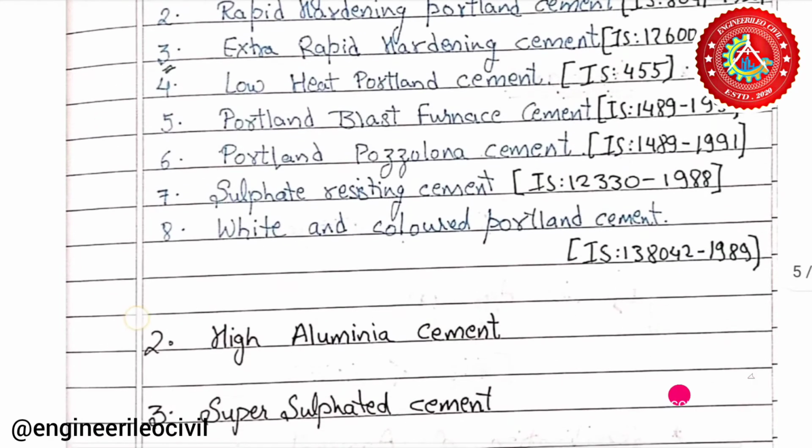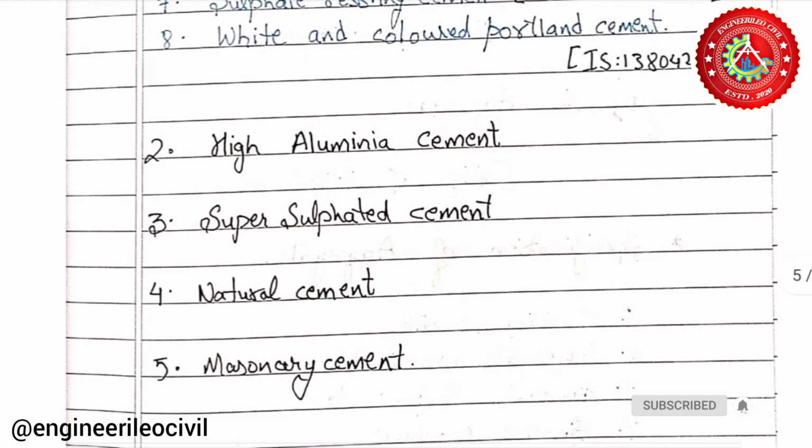So, we're going to learn about the next 4 types. The first is high alumina cement. In high alumina cement, the raw materials have extremely high alumina content. It has dark color, high early strength even higher than rapid hardening cement, high heat of hydration, and more resistance to chemical attack. Manufacture is more expensive than ordinary Portland cement.